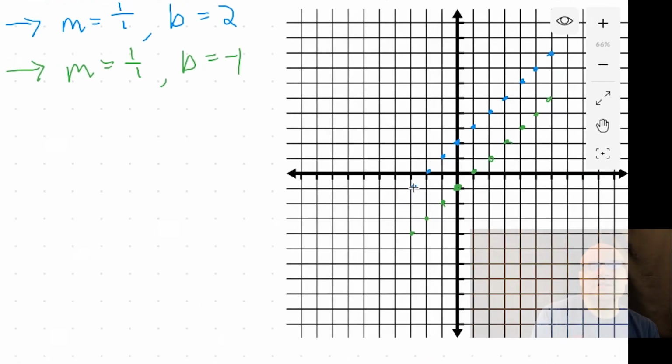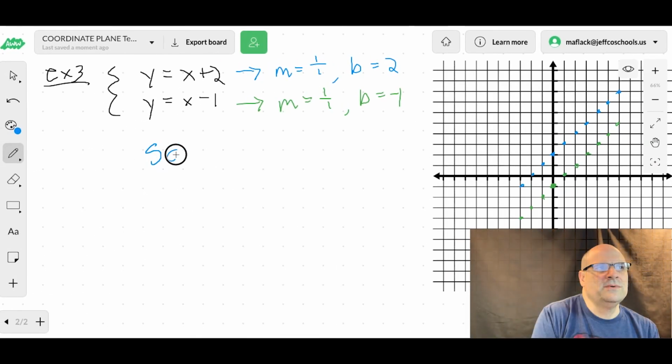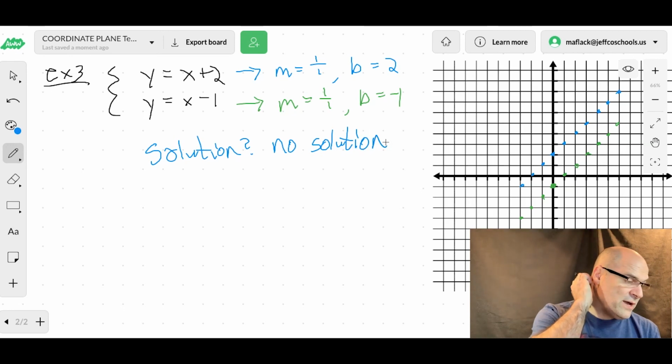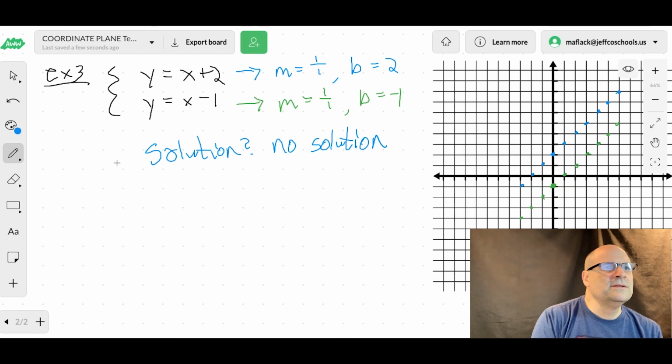So guess what the solution is? The solution is no solution. So when you have two parallel lines, there is no solution. So this brings us to 3 different categories of equations.